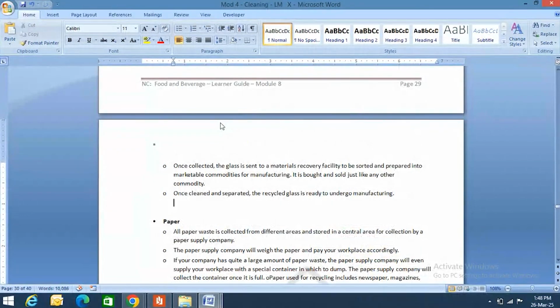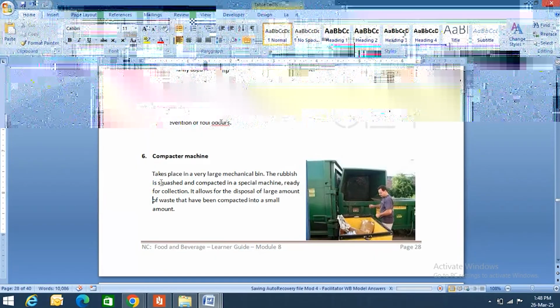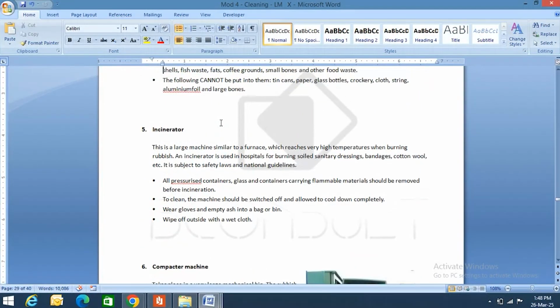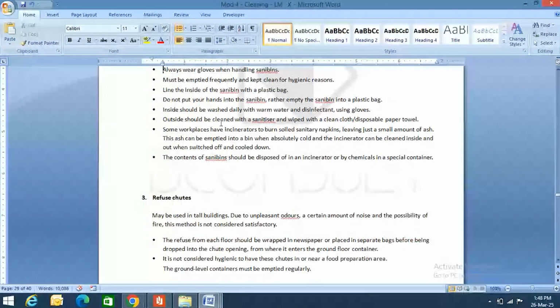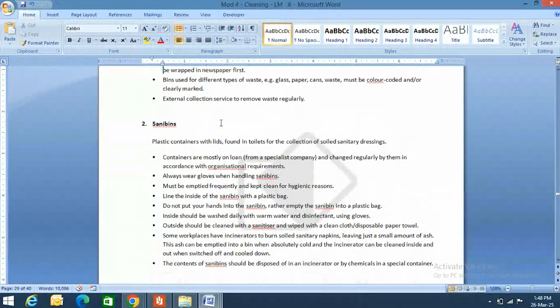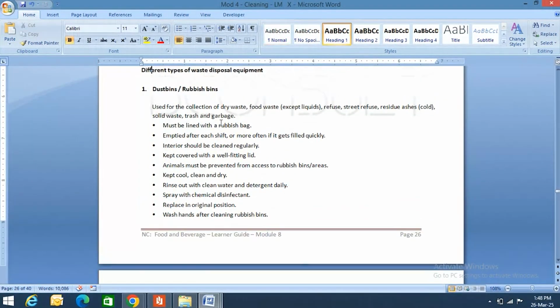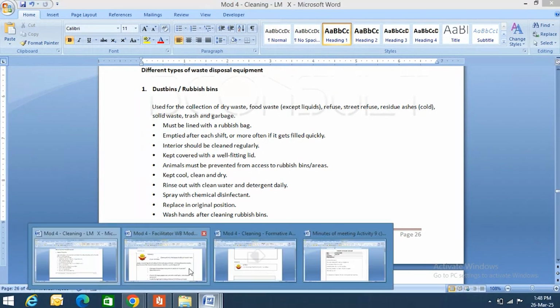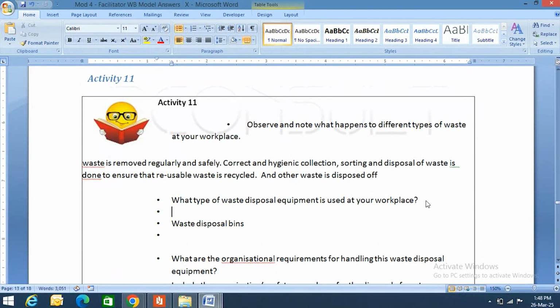So what do you all have in your workplace? We've got disposal bins. Only. Yes. Okay, so you're gonna write that you'll have refuse slash dirt bins, rubbish bins. They're dustbins slash rubbish bins. That's what you're gonna write, right? So let's go.